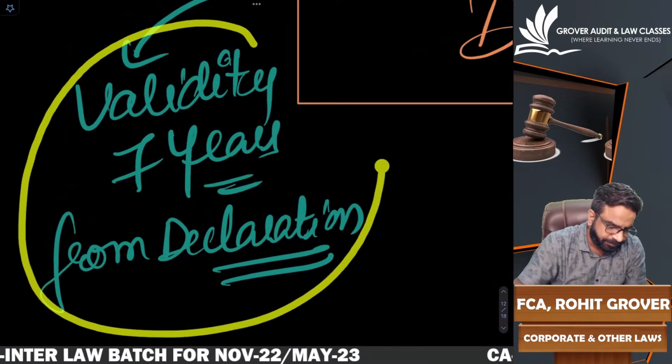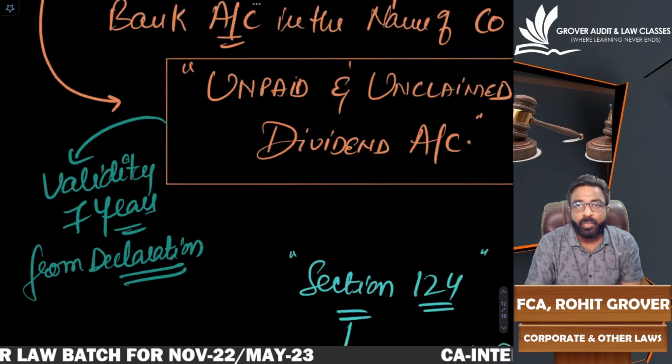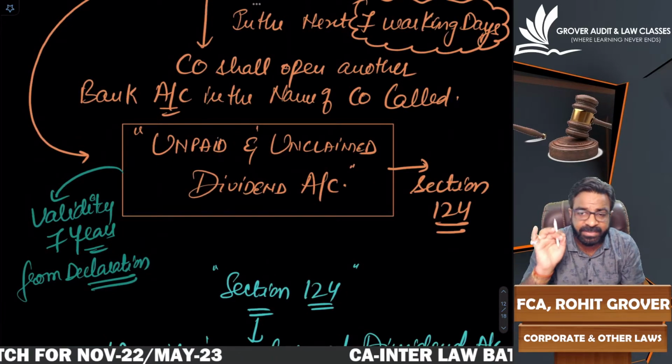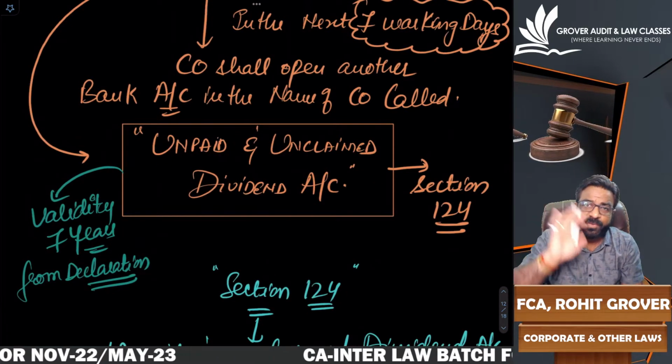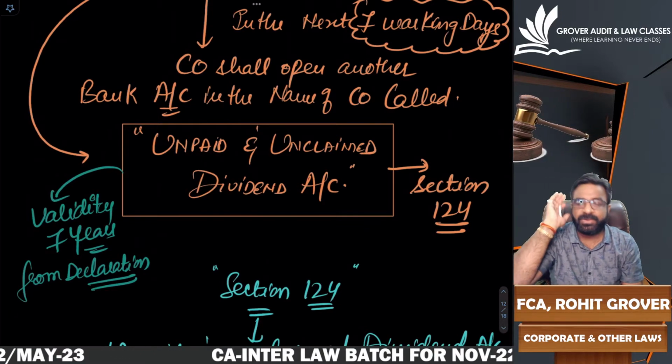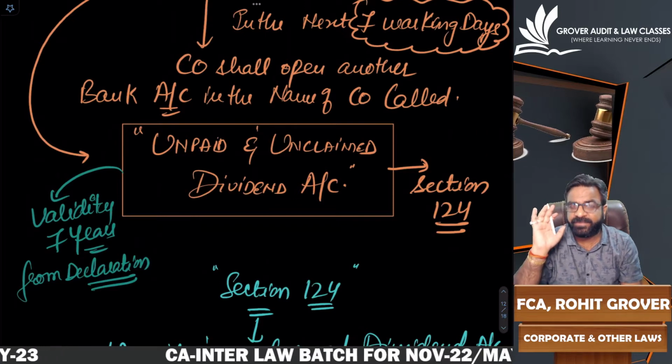Now, can you see something is written from this side? What is written? Validity 7 years from declaration. What is the validity of this bank account, Amma? 7 years from the date of declaration of the dividend.